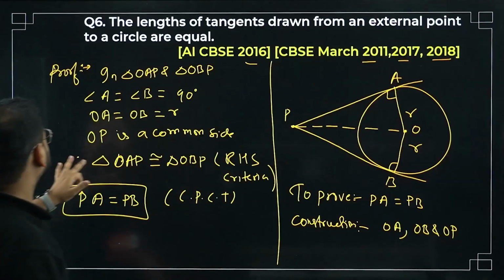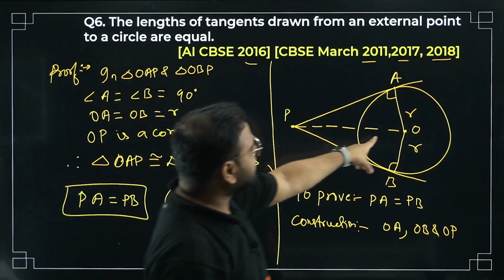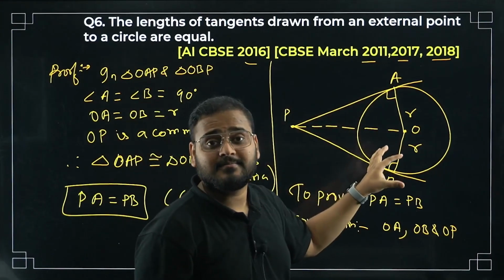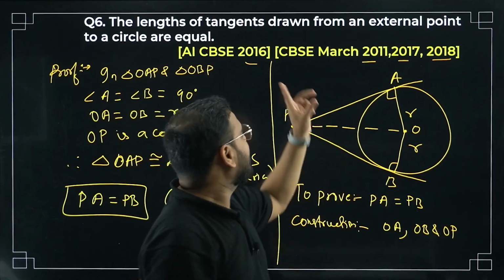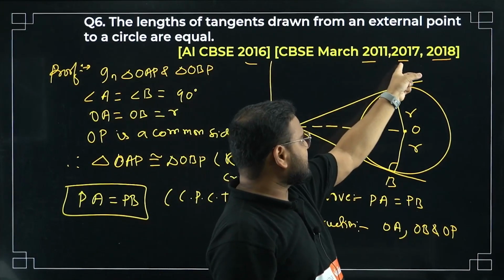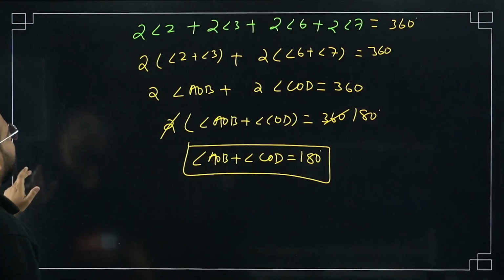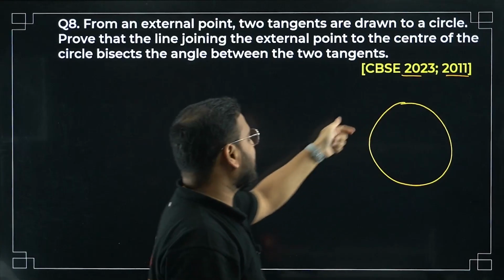Same concept is repeated in that format. 2023 they have asked. It means this question becomes very, very relevant. Very relevant question, can be asked this year as well. Check this out: 2011, 2017, 2018. Same concept, again asked and reframed like this, and asked again in 2023. Okay, what are they asking?